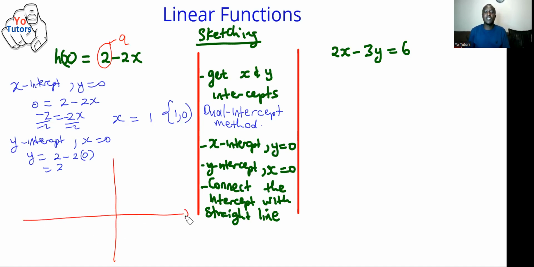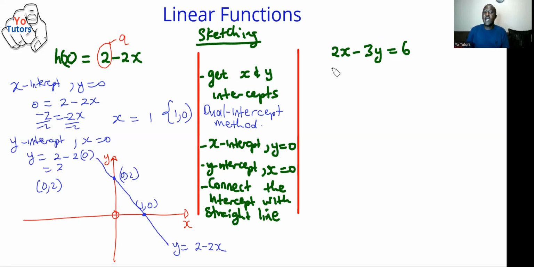Now let's try to sketch. When you're sketching, we need to indicate the origin, the y-axis, and also the x-axis. Then from there, you have your points. In this case, one point is (0, 2). The other we can put as (1, 0). So how do we do it? We just put our straight line like that, then we label it: y is equal to 2 minus 2x. That's how you sketch the graph of a linear function.